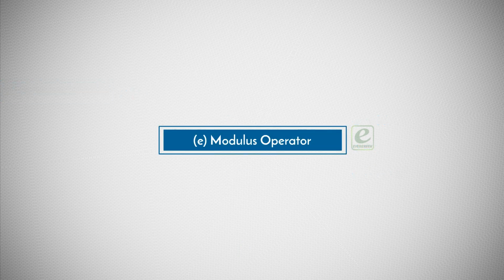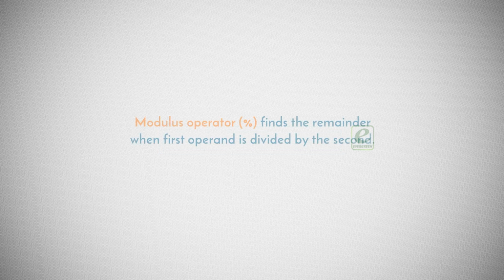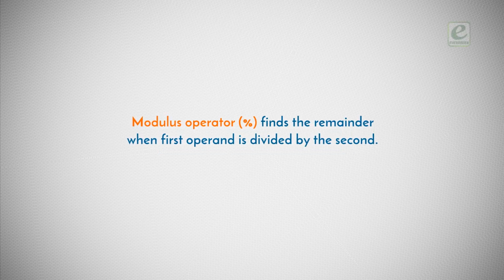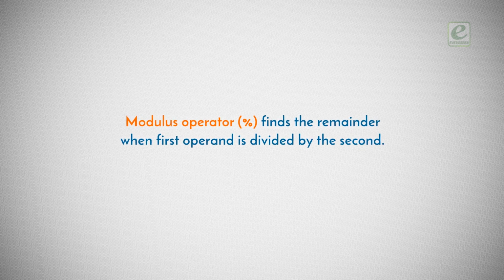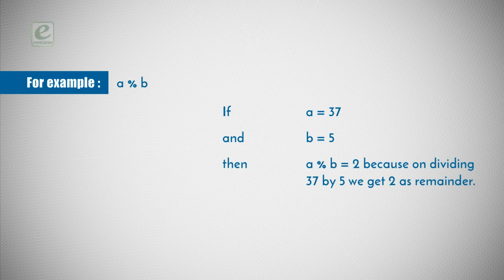Modulus operator. The modulus operator finds the remainder when the first operand is divided by the second. For example, A modulus B. If A is equal to 37 and B equals 5, then A modulus B equals 2, because on dividing 37 by 5, we get 2 as remainder.